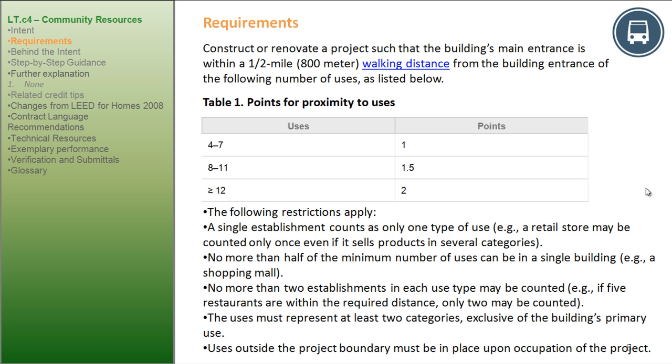The uses must represent at least 2 categories, exclusive of the building's primary use. Uses outside the project boundary must be in place upon occupation of the project.